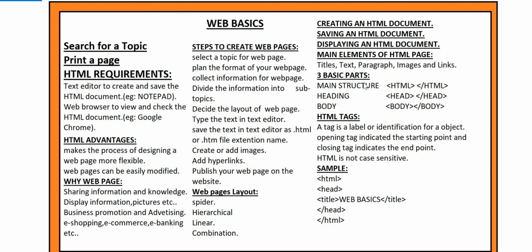The main structure is HTML. This is the opening tag of HTML, this is the closing tag of HTML. This is the head tag and this is the body tag. What is an HTML tag? A tag is a label or identification for an object. The opening tag indicates the starting point and the closing tag indicates the end point. HTML is not case sensitive, as I told you. You can type HTML in capitals like this, or in small case like this.